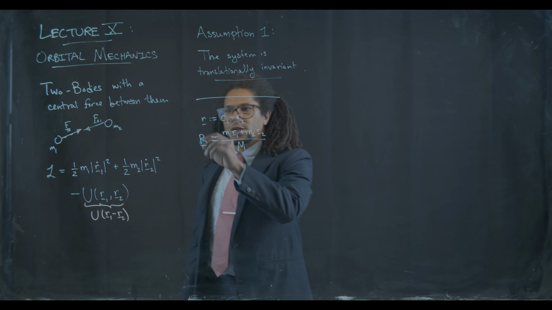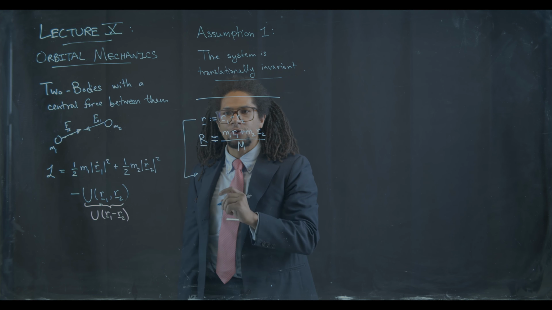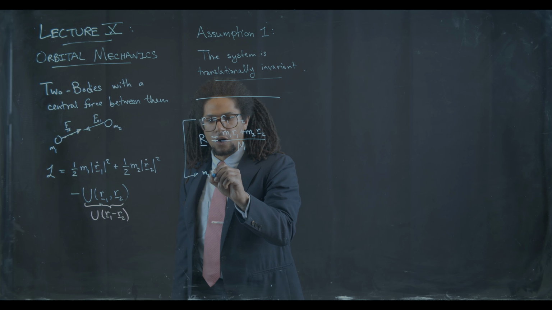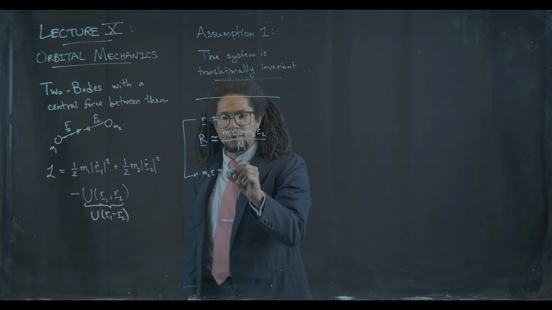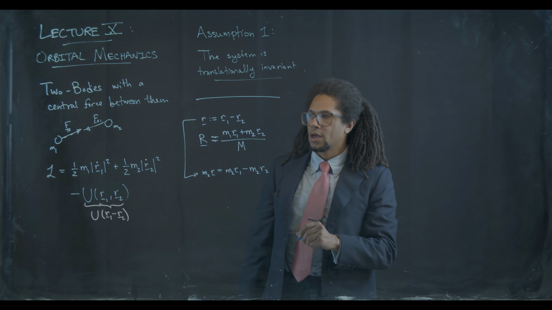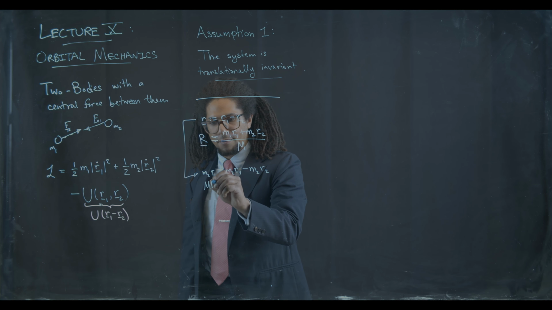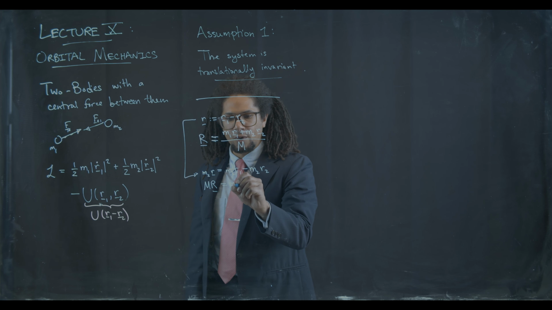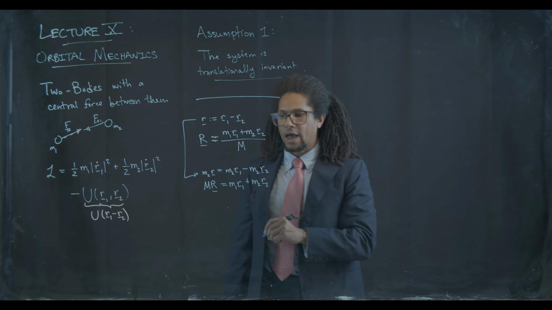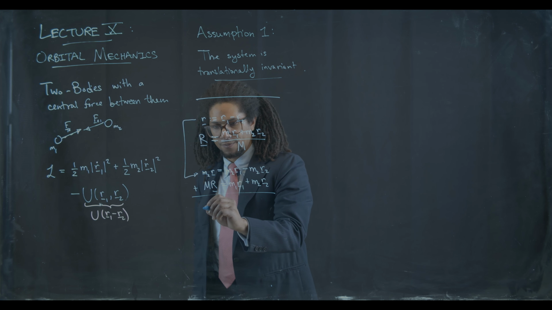Okay, to do that, first, let's take this first equation and multiply it by M2. So I'll say M2 R is equal to M2 R1 minus M2 R2. Now I'm going to take the second equation and multiply it by capital M. So I'll get M times R is equal to M1 R1 plus M2 R2. And notice that now if I sum these 2 equations together, I'll get the following.